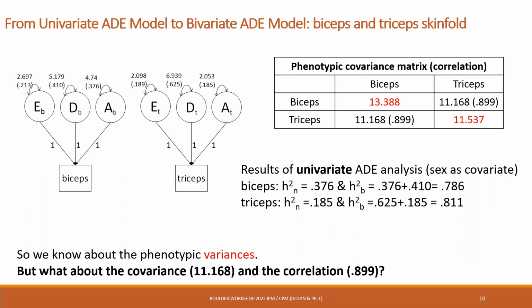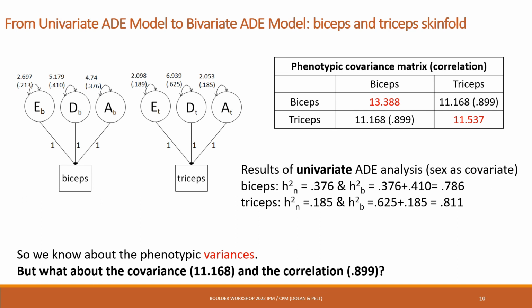Okay, so this gives you a decomposition of the variance, but we know that biceps and triceps skinfold data co-vary, because that's shown in the covariance matrix. We can see that the covariance is equal to 11.16, and that the correlation is 0.899, shown in parentheses.